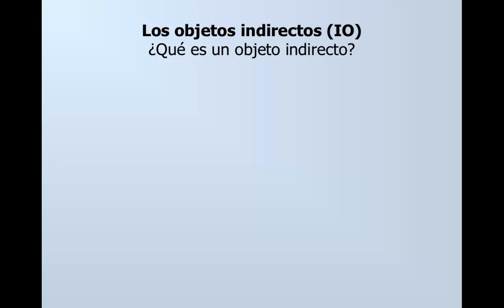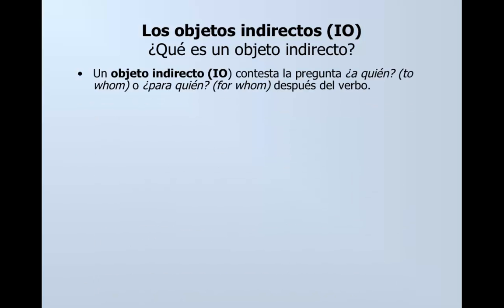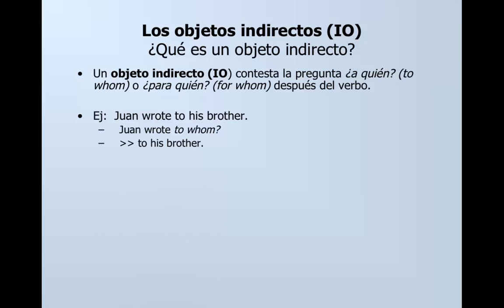So, what's an indirect object? Bueno, un objeto indirecto contesta la pregunta a quién, to whom, or para quién, for whom, después del verbo. So it tells to whom or for whom the action is intended. So we have this sentence. Juan wrote to his brother. So Juan wrote to whom? He wrote to his brother. So to his brother es el objeto indirecto.